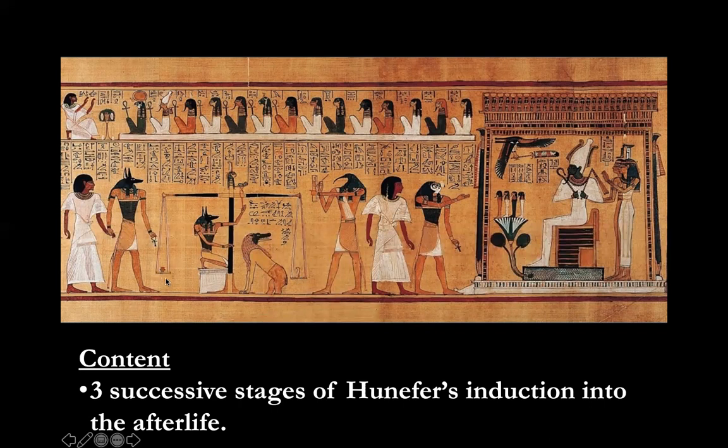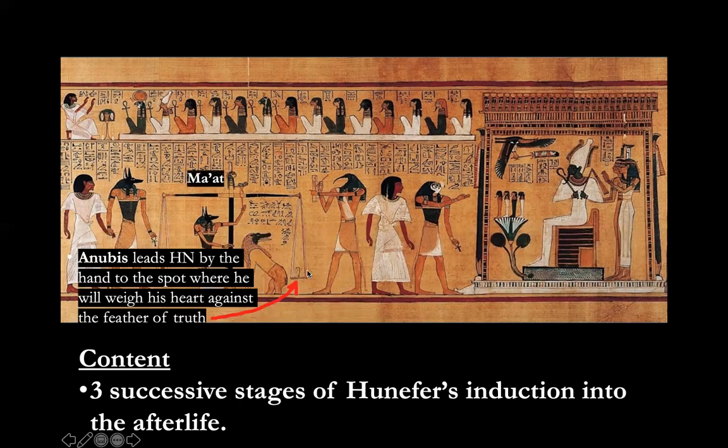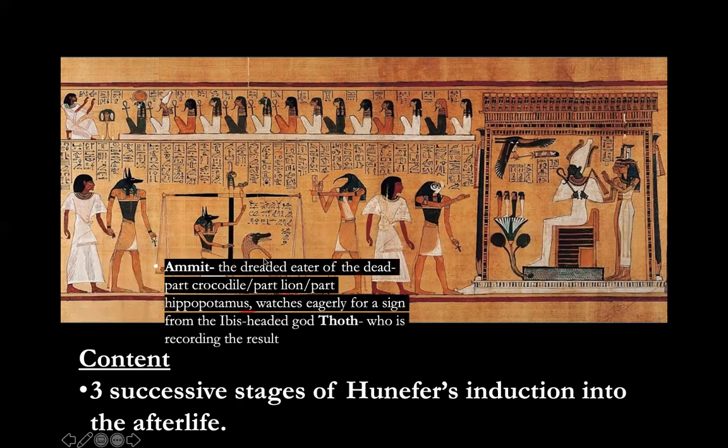If his heart weighed heavier than the feather, then, hang on, you have Amit here. He is the dreaded eater of the dead, part crocodile, part lion, part hippopotamus, and he watches eagerly for a sign from the ibis-headed god, Thoth, who is recording the result. So he's kind of like a scribe writing everything down. And if the scale were to go the other way and not be in Nefer's favor, then Amit would eat Nefer, and then he would become nothing, which would be the worst possible fate. He wouldn't go on to the afterlife, he would just disappear.